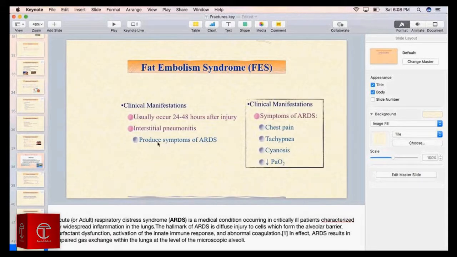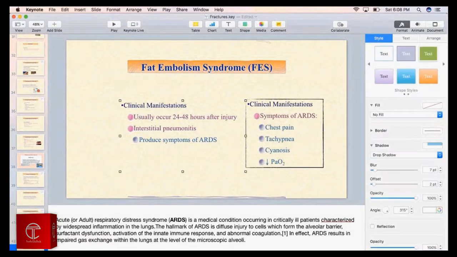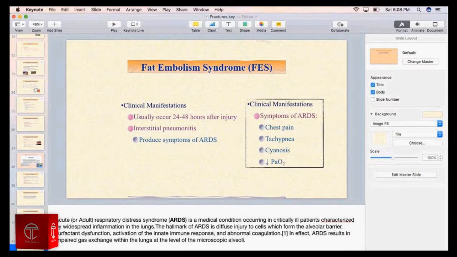The clinical manifestations usually occur within 24 to 48 hours after injury, in the form of pneumonitis or ARDS, chest pain, and tachycardia. All these things can be there, and you should always suspect fat embolism, otherwise you may not be able to diagnose it at an early stage.